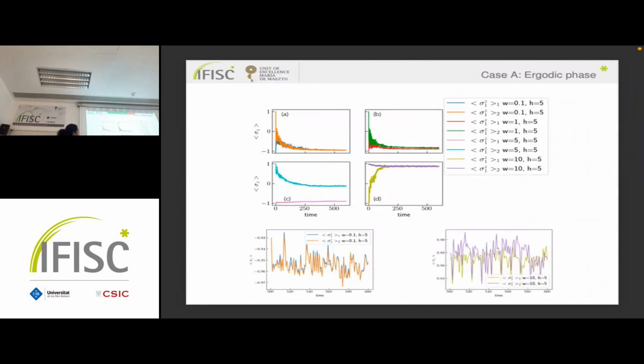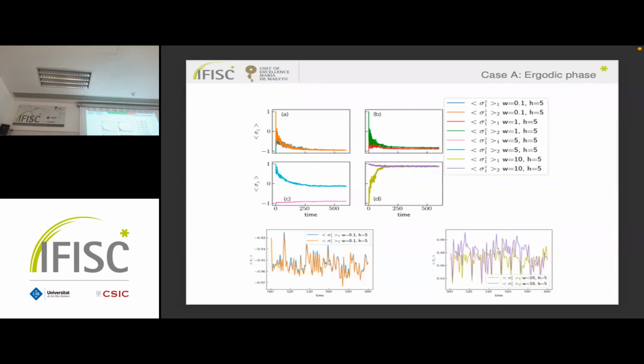Okay, so case A, ergodic phase. The notation is basically that we have two subscripts. The first one represents the qubit number, and the second one represents the density matrix. So for the first state, when the density matrix is 1 and the qubit number is 1, we are calculating the spin sigma z expectation value with W 0.1 and H is 5.